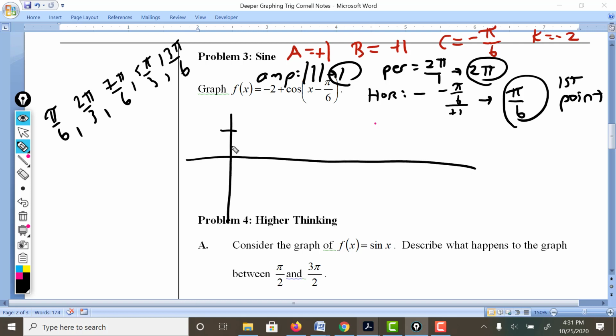Amplitude is 1. The points are pi over 6, 2 pi over 3, 7 pi over 6, 5 pi over 3. And again, my apologies, you probably want a separate sheet of paper to do all this on. Otherwise, you're going to be shortchanging yourself on space and on understanding what's really going on. So we have a positive cosine.